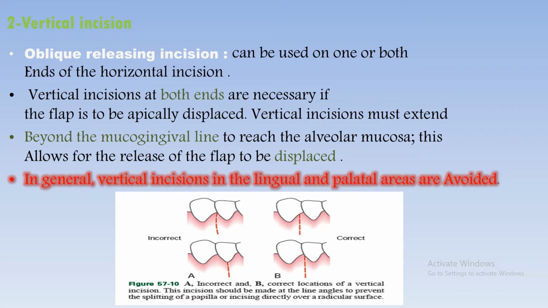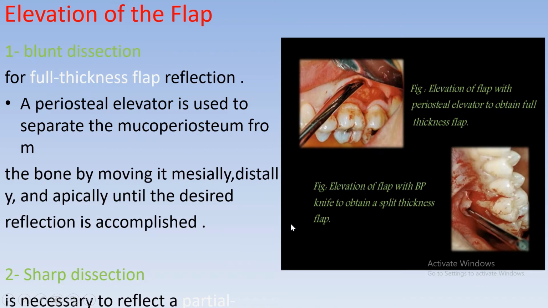Vertical incision is present in some surgical treatments. This vertical incision can be used in apical repositioning flap or coronal repositioning flap. To elevate the flap we use periosteum elevator. We have 2 types of flap, full thickness flap and partial thickness flap. We keep the periosteum, we don't elevate it completely.